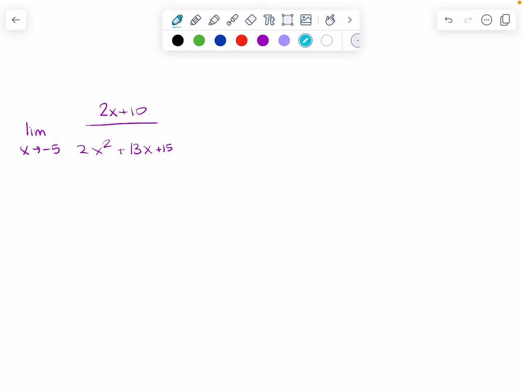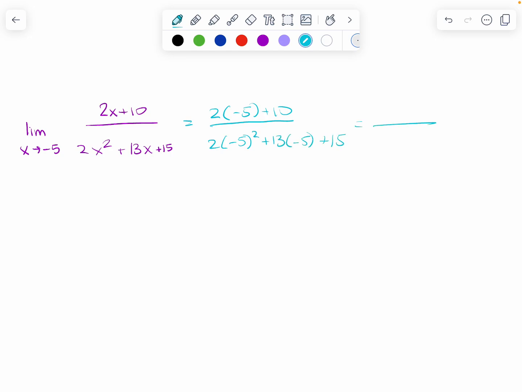All right, another limit problem. We're being asked to find the limit as x approaches -5. So the first thing I'm going to do is just plug stuff in, because why not? Double check that everything is working out, and if it's not, then that's okay.